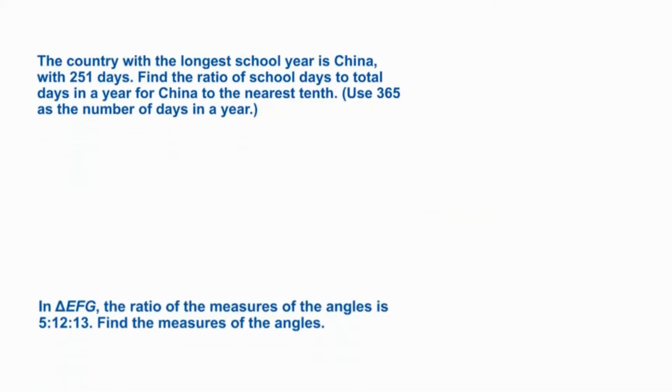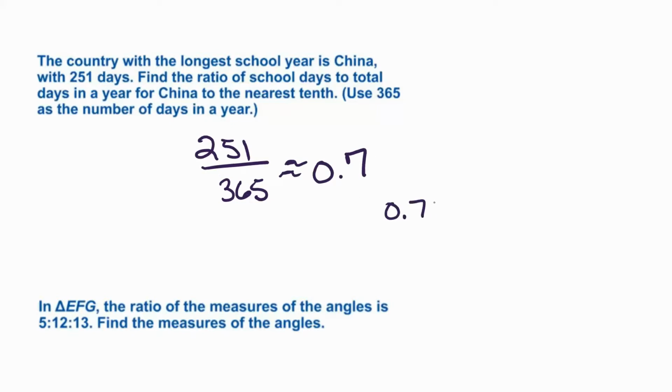The country with the longest school year is China, with 251 days. Find the ratio of the school days to the total days in a year for China to the nearest tenth. Use 365 as the number of days in a year. So 251 divided by 365 gives us approximately 0.7, which we could write as 0.7 to 1.